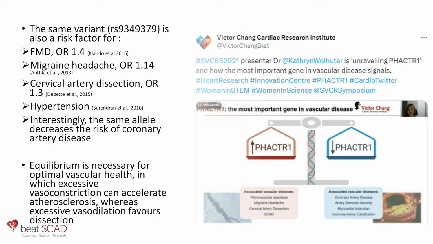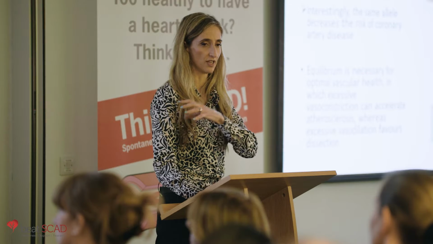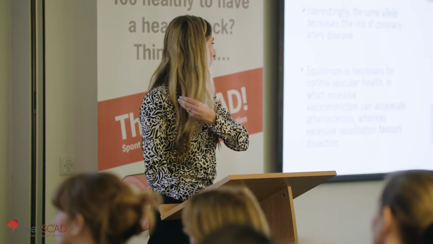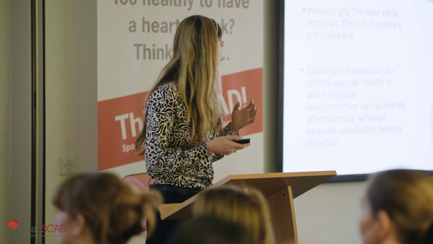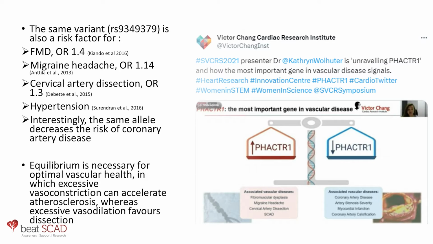High blood pressure. But whereas on the one hand it might make you a bit more prone to these events, it actually reduces the risk of having coronary artery disease. So that's your traditional atherosclerosis, heart attacks, etc. So again, we need to understand a bit more about equilibrium. So you need equilibrium for optimal vascular health.